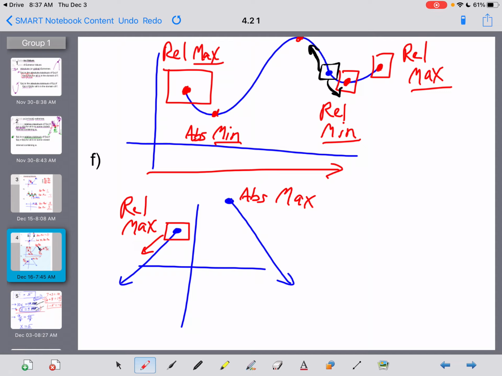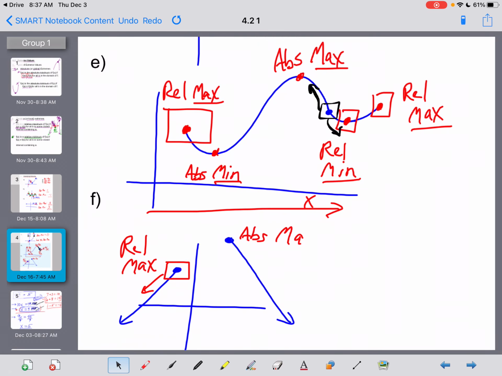And then one thing that I do want to point out, this might seem to contradict what I said directly above it on example E. I said on E that as you move from left to right, your extreme values alternate, max, min, max, and that'll always happen.